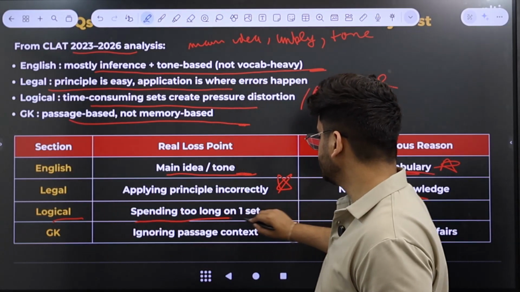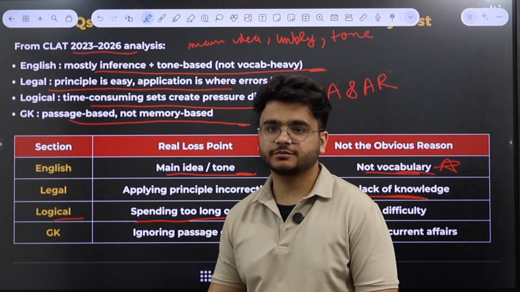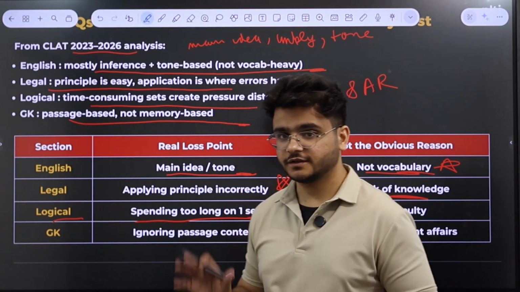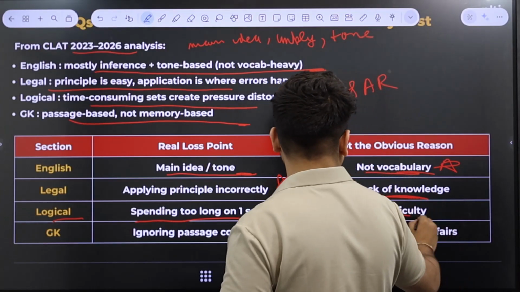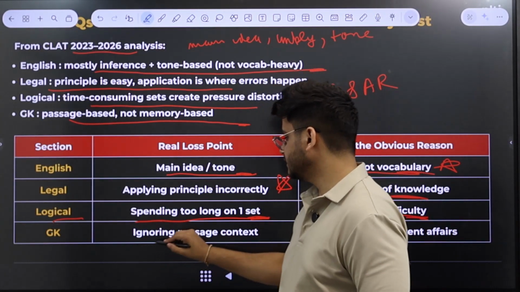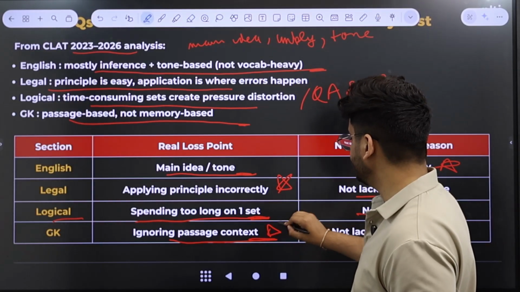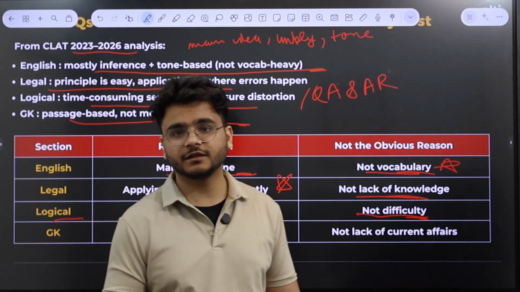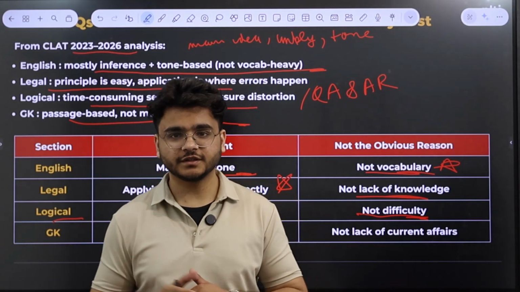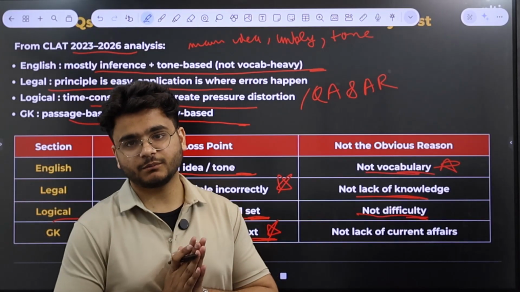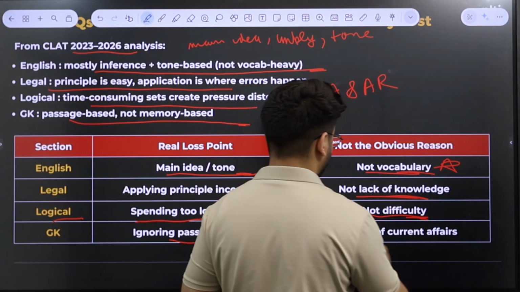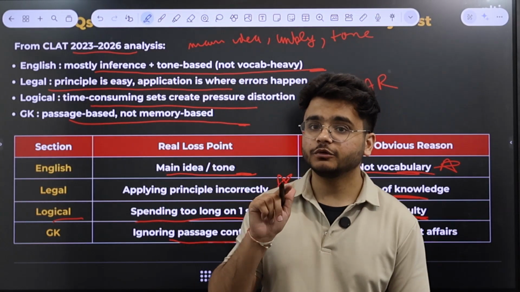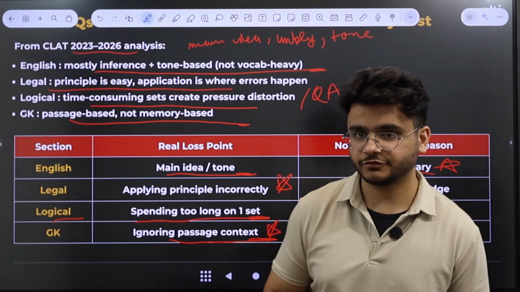Logical questions: spending too long on one set. If you are spending more than 8, 10, 12 minutes on one set, it's not worth doing it, especially in the QA section. Not difficulty. If we talk about the GK section, ignoring passage context is very important. You have to read the passage carefully. Sometimes questions are directly given in the passage. In the previous 2-3 years' question papers, questions came directly out of the passage, not from current affairs. So you don't lose marks because of lack of current affairs knowledge. You lose marks because you don't read the passage carefully.